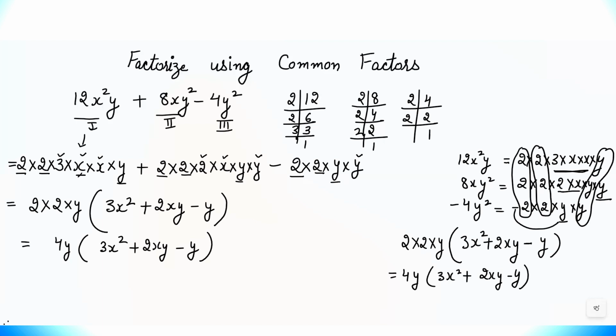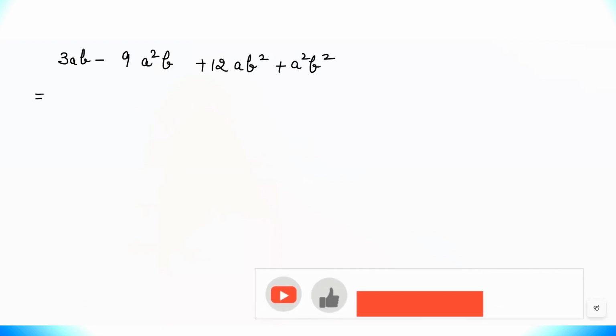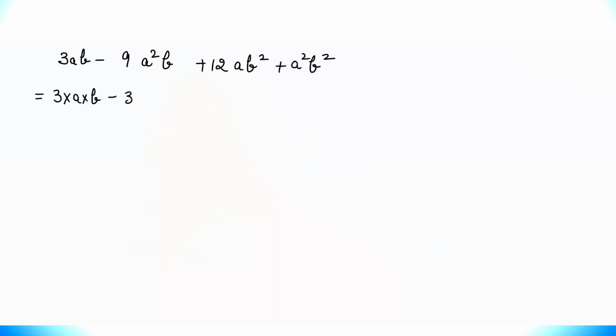Now let's take another example of such a question. In this question, I will write 3ab as 3 into a into b. 9, the prime factors of 9 are 3 into 3. A square can be written as a into a.